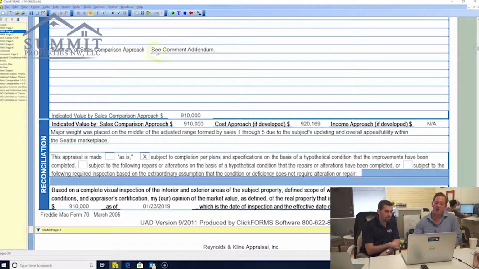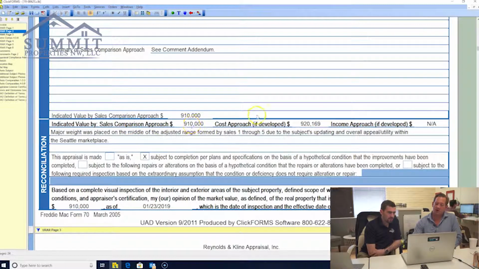So the summary of sales comparison approach, that's the approach we just looked at. There's not enough room right here to explain it, so we'll look at that shortly in the comment section. Here we're saying the value indicated by the sales comparison approach, which is the comps up here, is 910. And so 910, the cost approach, these are the 3 indicators of value here.